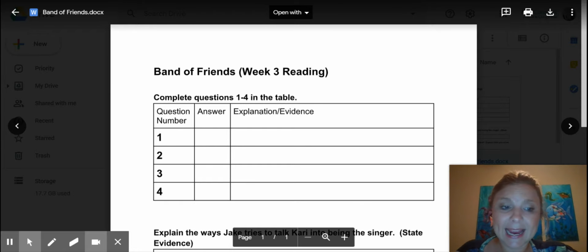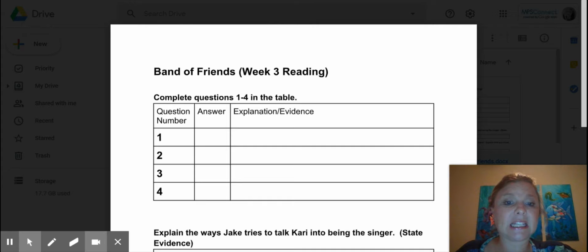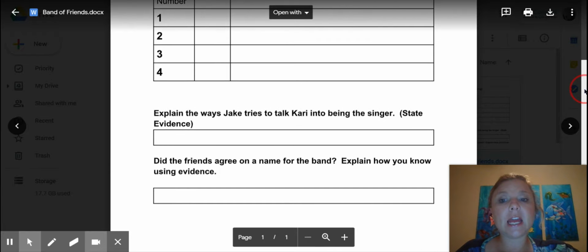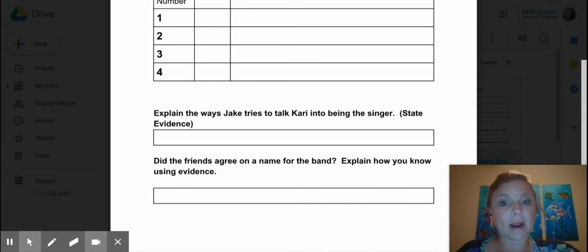And then because I can't see you mark your evidence, you need to explain yourself. Did you do process of elimination? Were you able to infer? Did you find the evidence in a paragraph? Explain how you came up with the answers that you came up with. Then there is a short answer you have to do. Explain the ways Jake tries to talk Harry into being a singer. Explain the reasons why. And then, did the friends agree on a name for the band? You need to tell me yes or no, and then how do you know that? Support it with your evidence.